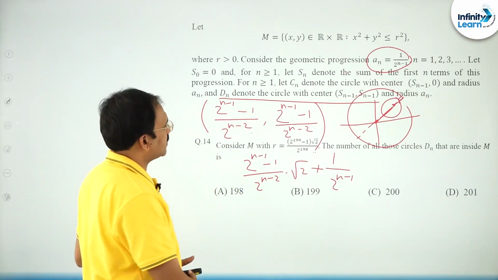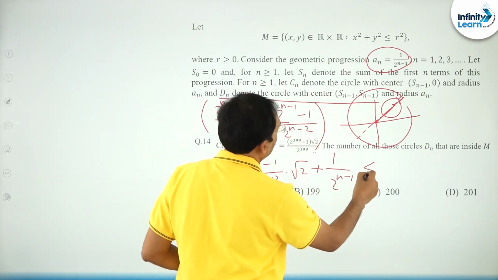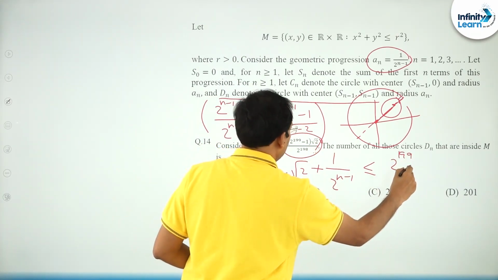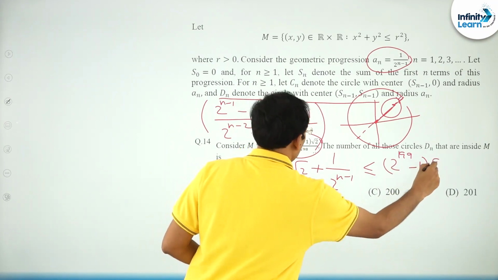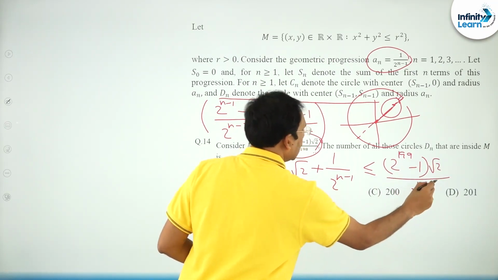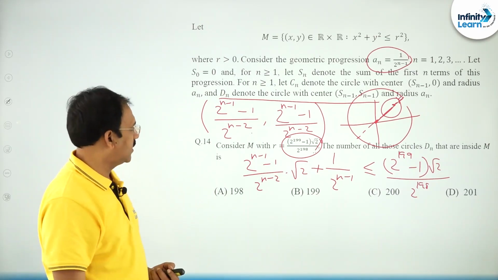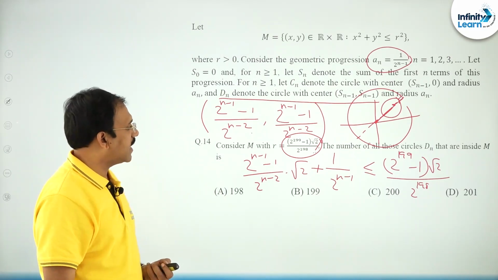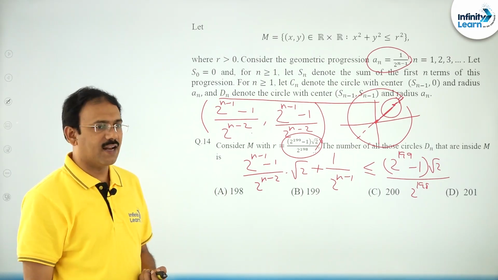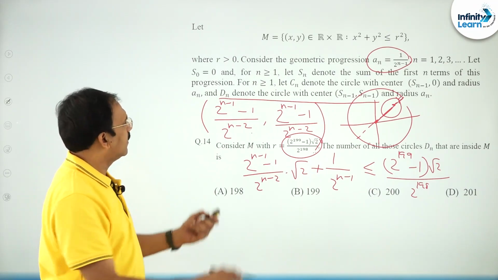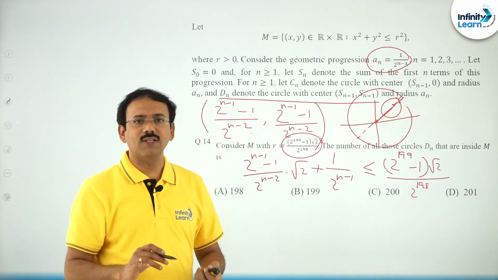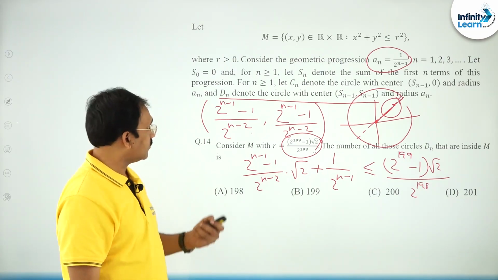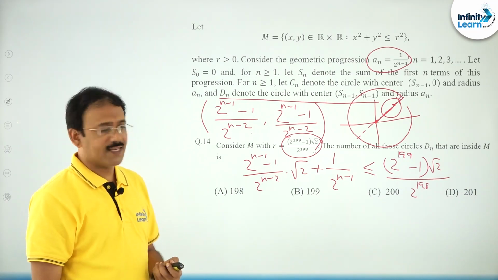This value must be less than or equal to the r value provided, 2 power 199 minus 1 into root 2 by 2 power 198. You have to make certain observations, friends. Next, we need to identify the number n, which is around 200. Yes, n is around 200. That is all. Both problems 13 and 14 are of the same kind. So with this we can go to the next question.